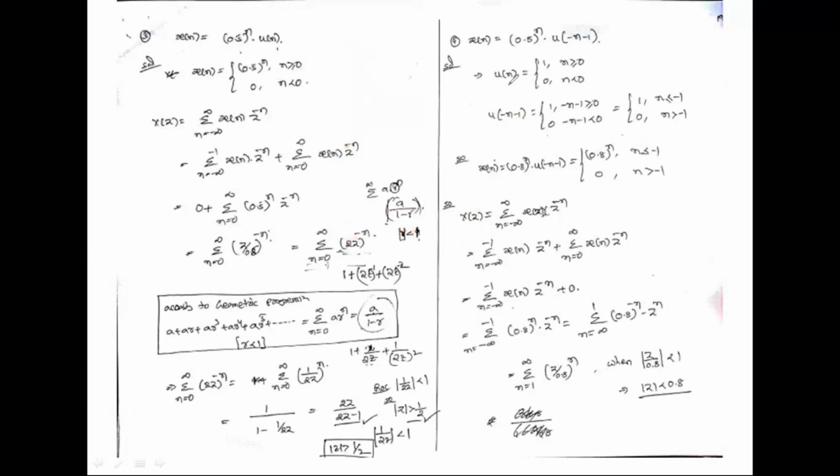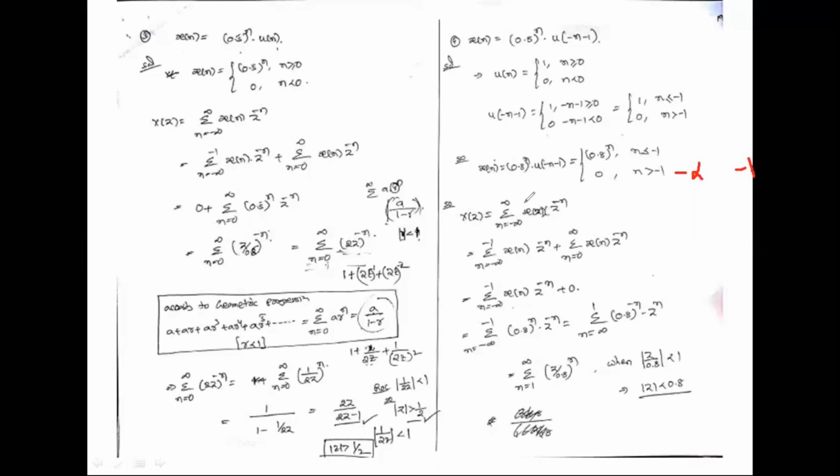So u[n] is equal to 1 for n greater than or equal to 0, and 0 for n less than 0. And u[-n-1] is 1 when -n-1 is greater than or equal to 0, that is, n is less than or equal to -1. Less than or equal to -1 means the range is from minus infinity to minus 1; only there the value is 1. Got it, my students?